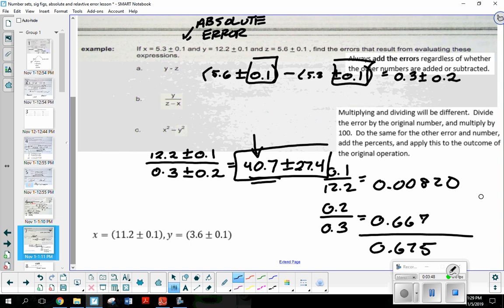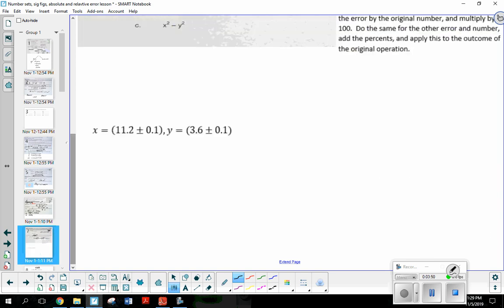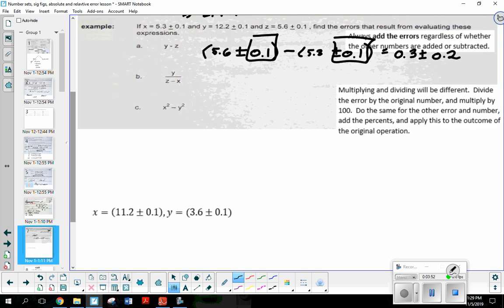So we have x squared minus y squared. Now, the difference is going to be the easiest part to figure out, but we need to find what x squared and y squared are going to be with the errors. So let's do x squared. When you're squaring something, you're just multiplying the value by itself, right? So for this one, why don't I expand it? Let's say 5.3 plus or minus 0.1 times 5.3 plus or minus 0.1.